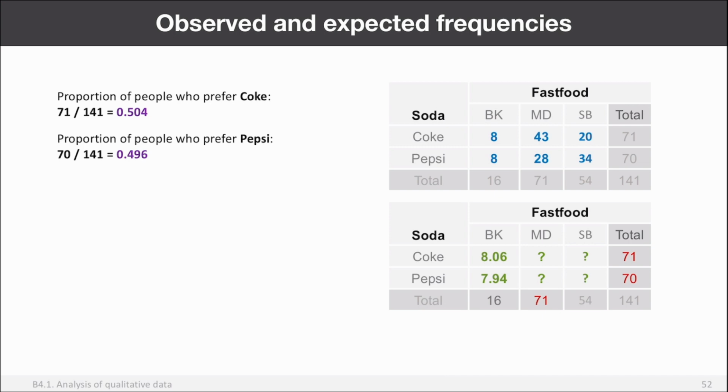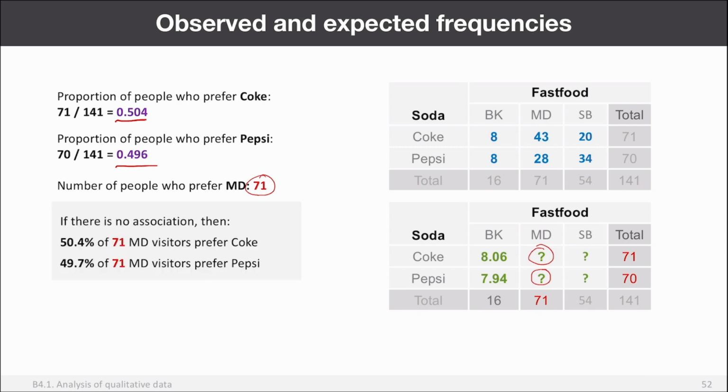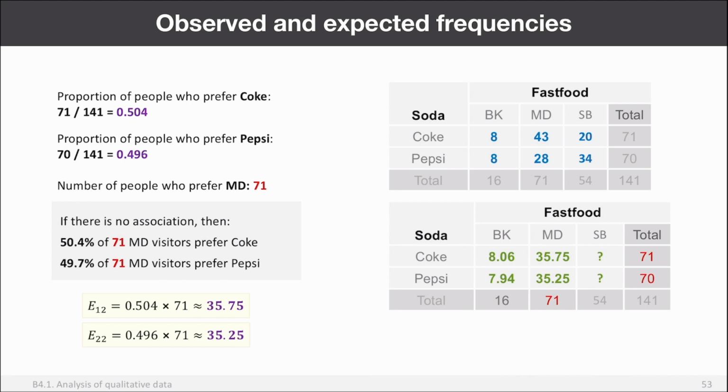So the same idea. We have the proportion of people who prefer Coke. We have the proportion of people who prefer Pepsi. If there is no association, then 50.4% of 71 should be here. And then 49.6% of 71 should be here. That will be the expected frequencies. Again, let's compute them. So the first will be 35.75. The second will be 35.25. And now we fill them in.